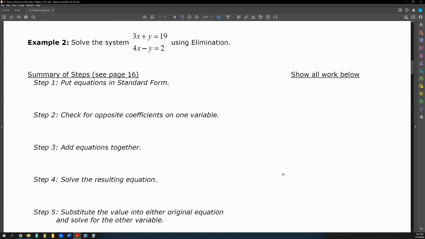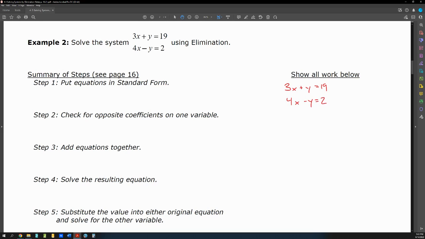All right, on to the next page. Let's go ahead and try another one. We want to solve this system using the elimination method. So step 1, put the equations in standard form. These equations are already in standard form, so step 1 is already done for us. I'm going to go ahead and rewrite the equations over here in our working space.